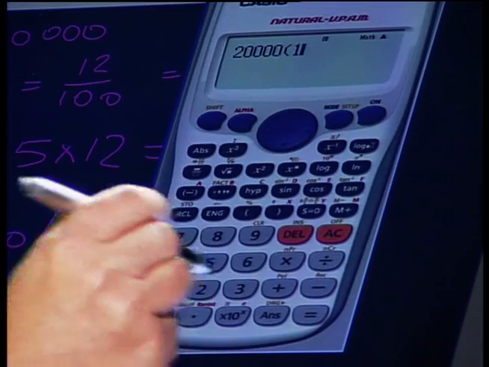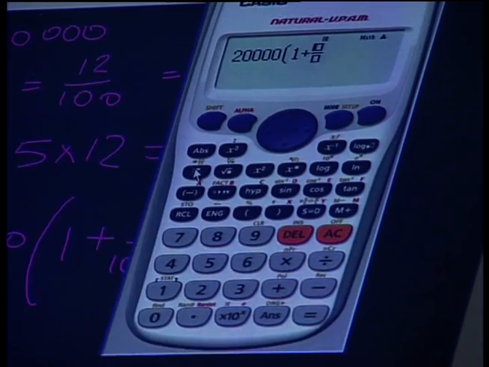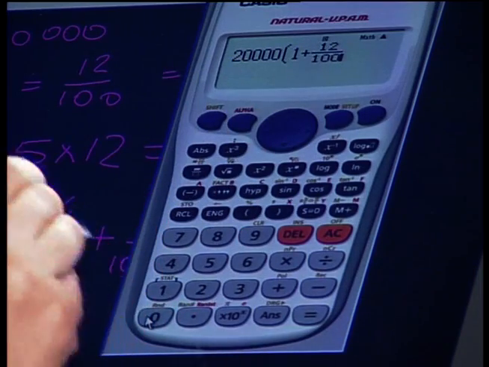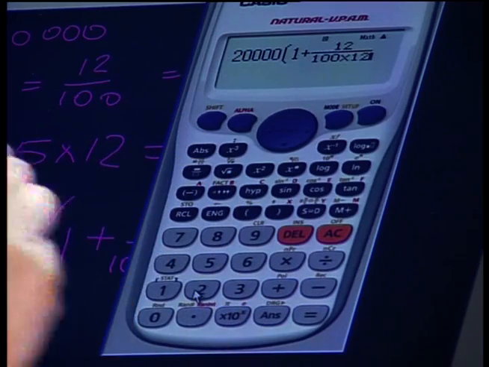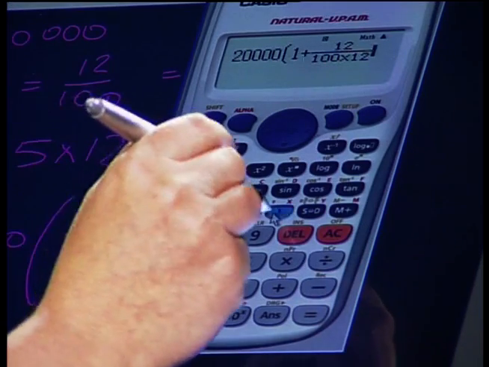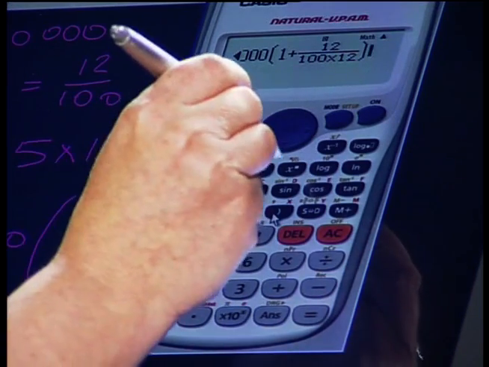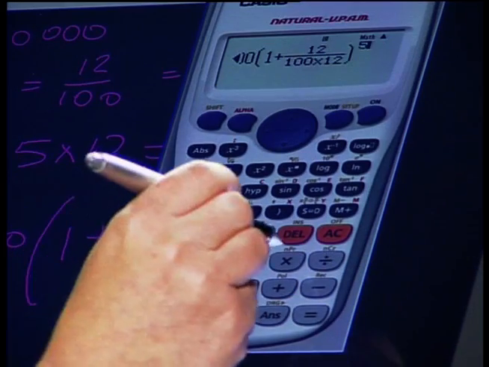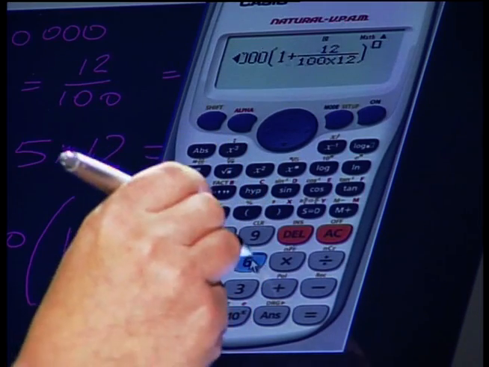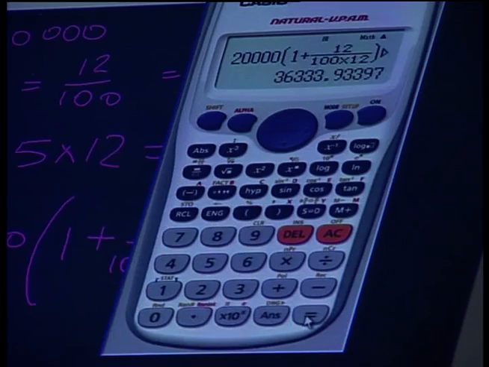Open my brackets. 1 plus, now I've got my fraction. So my fraction was 12%, and I had it over 100, but I needed to divide it by 12. So I'm going to times my denominator by 12, close my bracket, to the power of, and here you can say 5 times 12, or alternatively, let's make it 60, and equals.